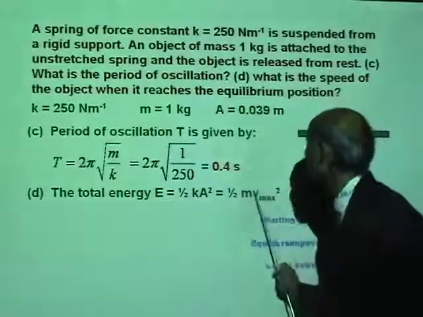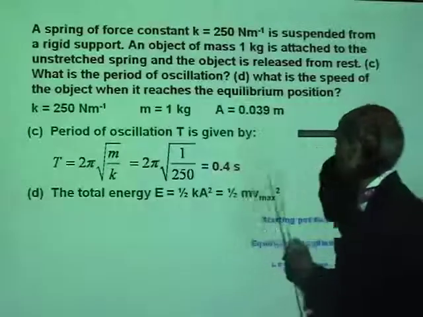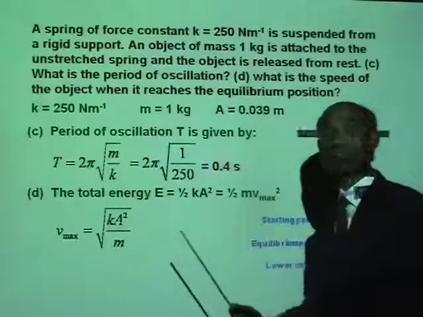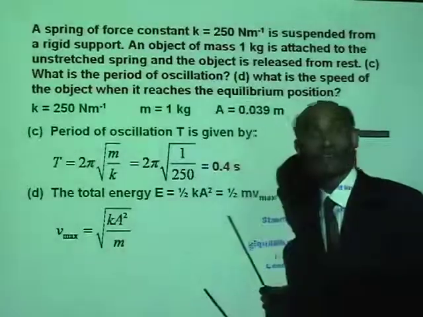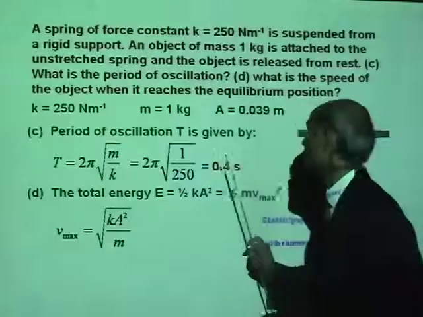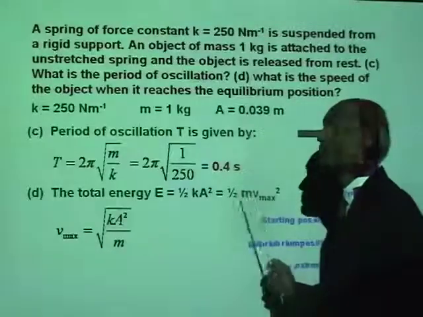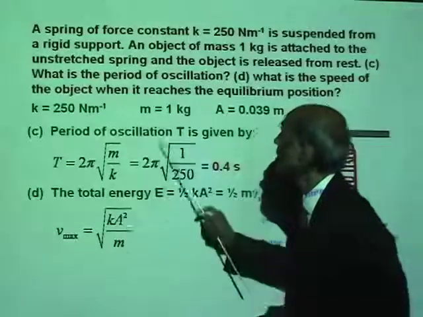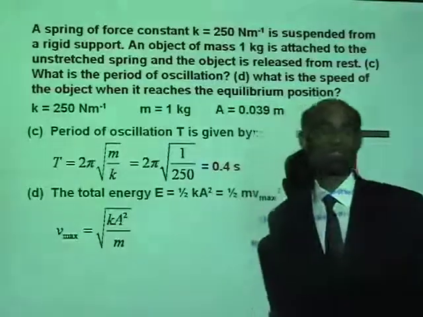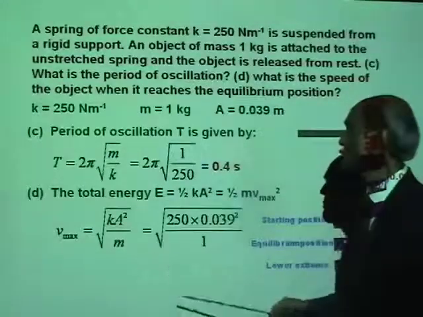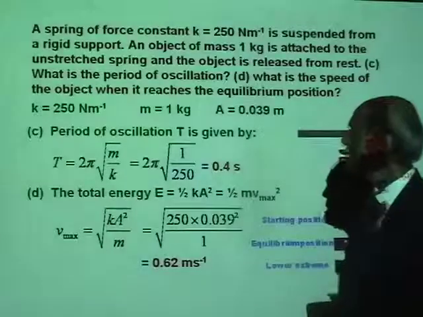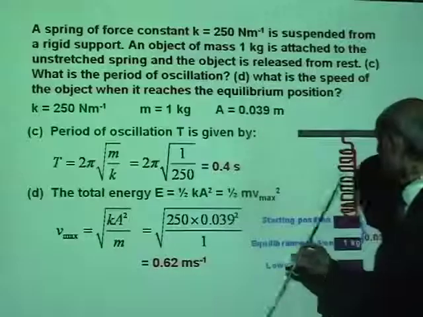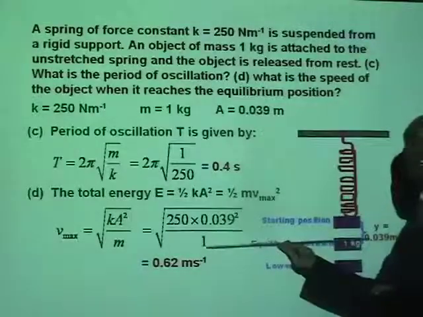Alright, we want to find the value of v max, the velocity at the equilibrium position. Solve for v max. We have done that again in the last class. v max is the square root of k a squared over m. Alright, we know k, we know a, we know m. Substitute those values and that will give you the maximum velocity is 0.62 meter per second. The maximum velocity occurs at the equilibrium position.